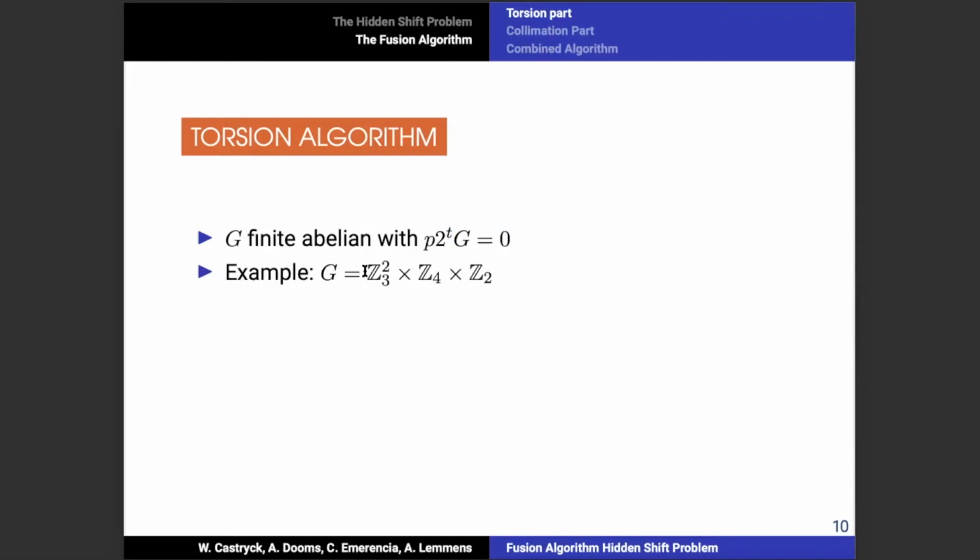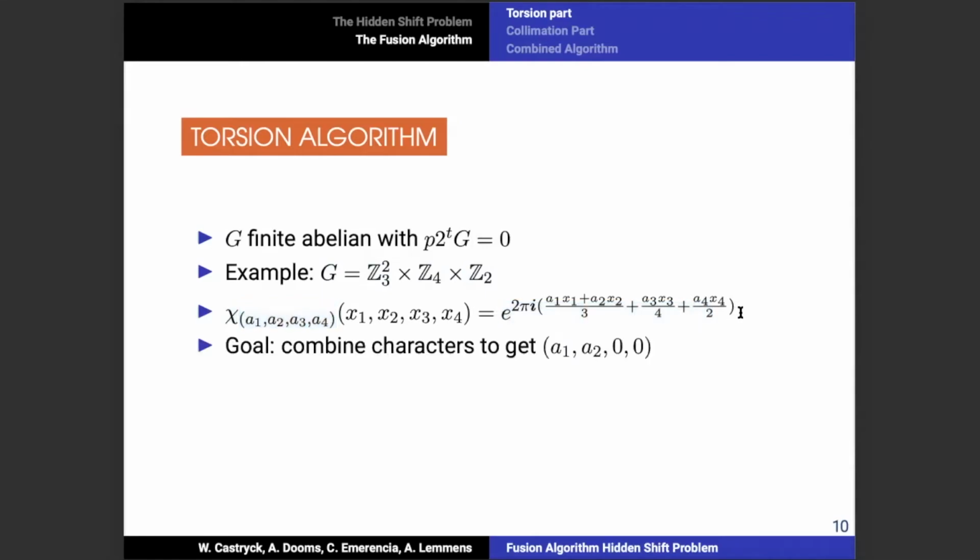So let's, for the sake of illustration, just take this group over here with a 3 torsion part and a 4 torsion part. The idea will be to first focus on the 3 torsion part, so reconstruct the hidden shift in that component, and then reduce the problem to the 4 torsion part. So recall that we can associate every character of the group to an element in the group by this definition. The idea will be to combine characters like Kuperberg did in a similar way, but not exactly the same. But we want a character of which the third power becomes trivial.